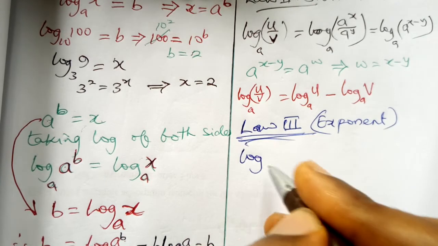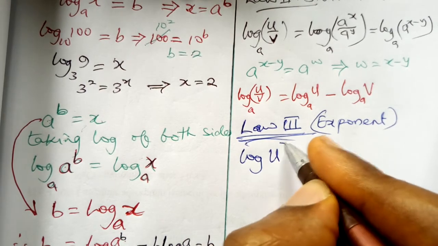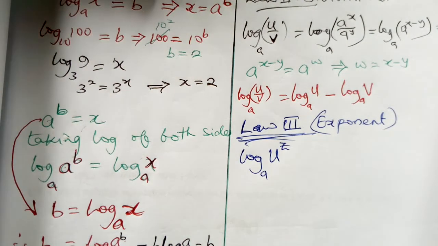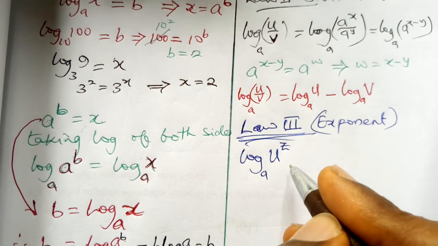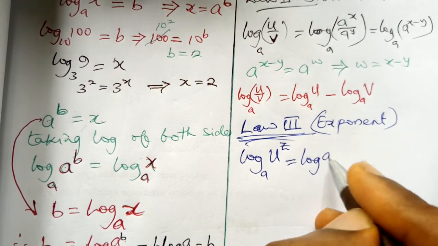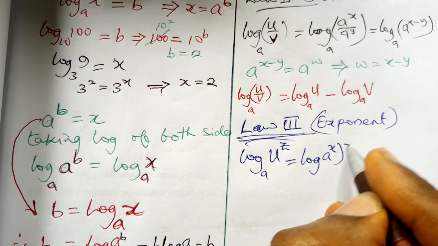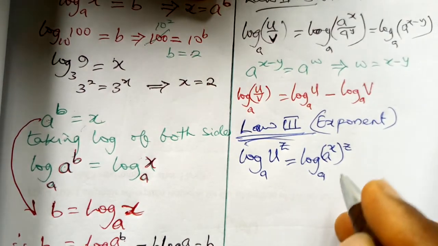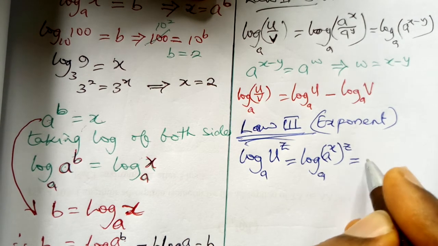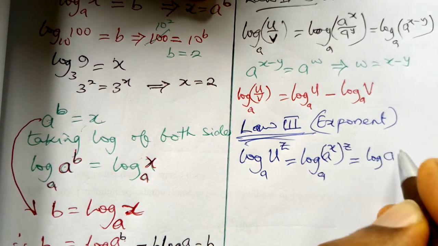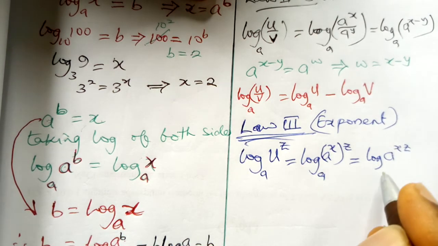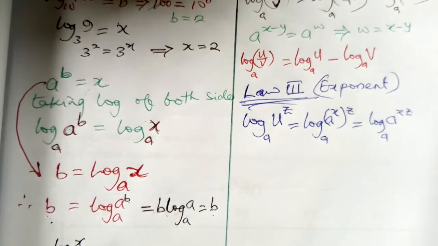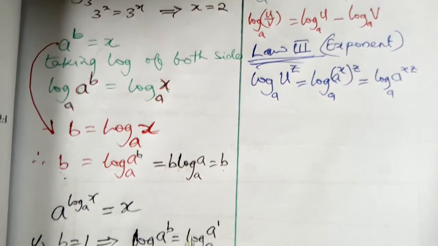Look at log u raised to power z. We have defined u to be equal to a raised to power x. So that is log a raised to power x raised to power z, if you like, base a. That's what it means. So this will give us log a raised to power xz. Remember the product law in indices.